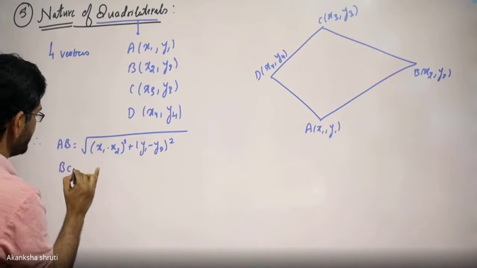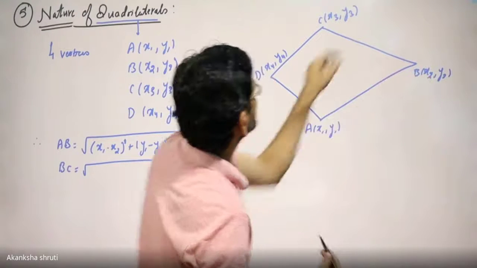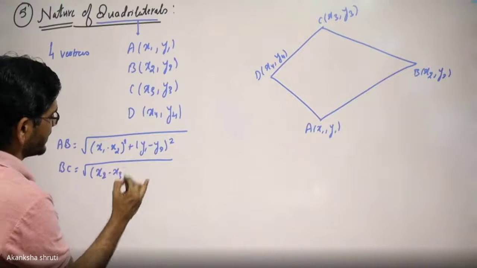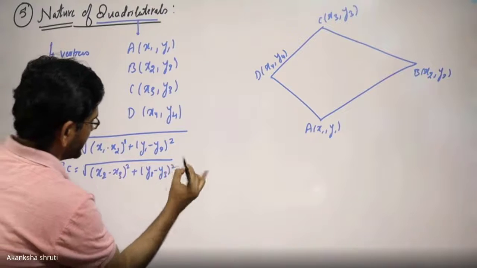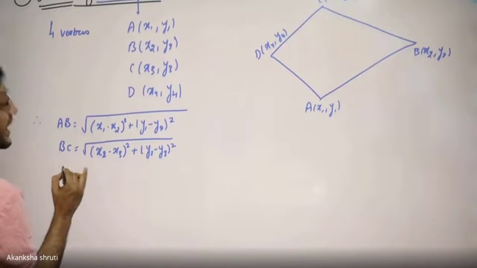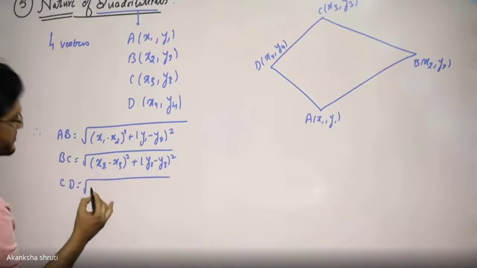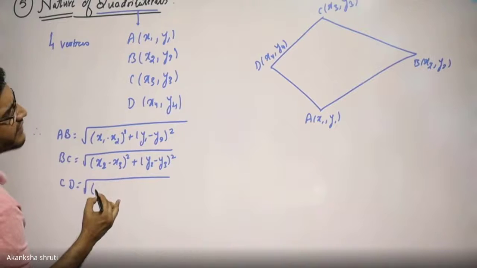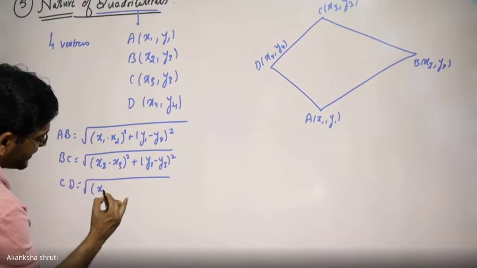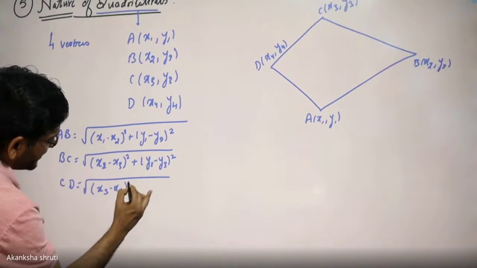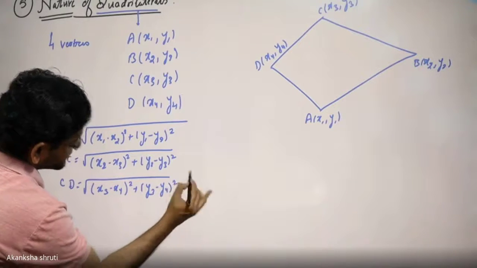Similarly, for the side BC, we have to consider the coordinates of B and C. So x2 minus x3 square plus y2 minus y3 square. Then consider CD now. Here we need to consider the coordinates of C, which is x3, y3, and of D, x4, y4. So CD is x3 minus x4 square plus y3 minus y4 square.